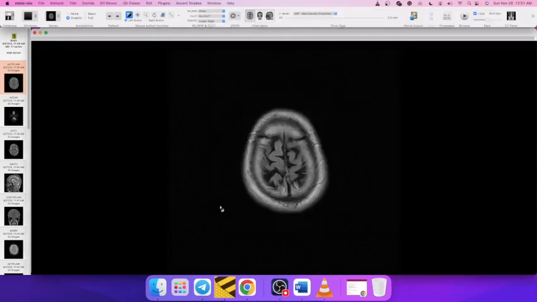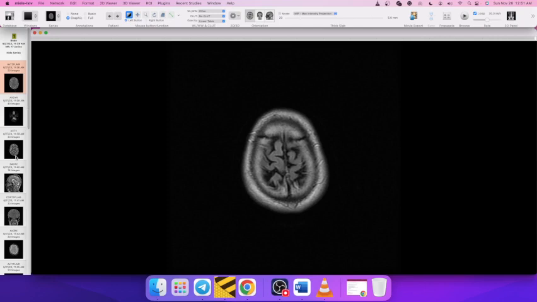Okay, today we are gonna see how to report an MRI brain. I'm starting with a very simple case, and normally what I do is I start with the sequences which are in the order given to me, but different people have different approaches.